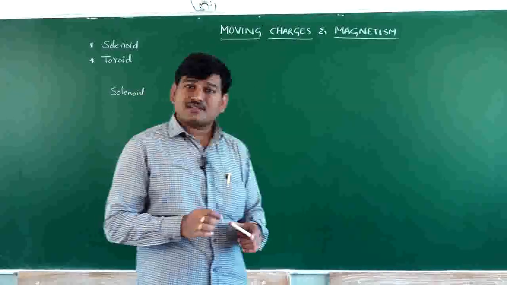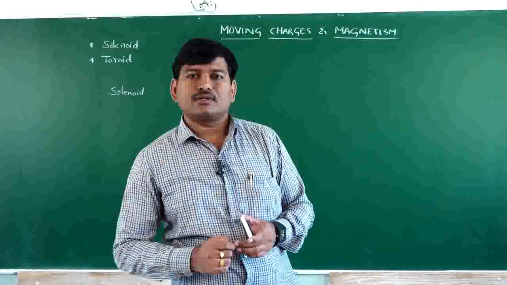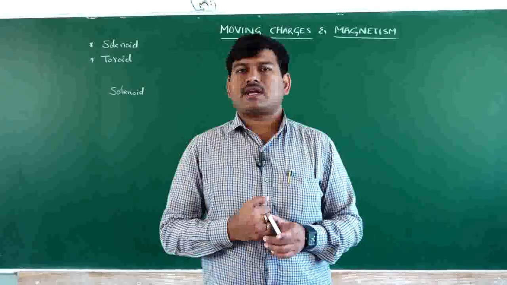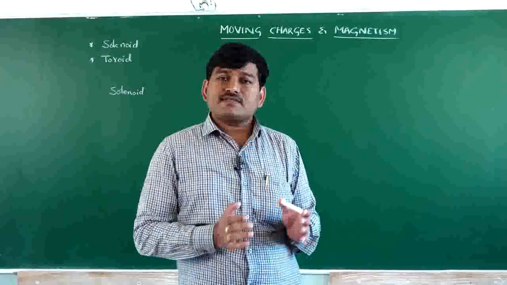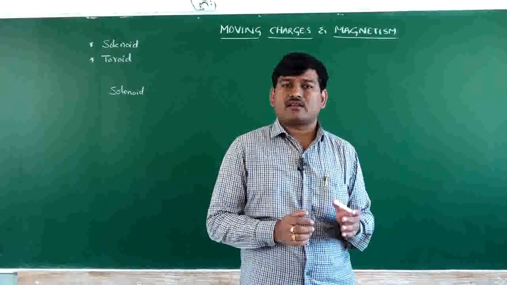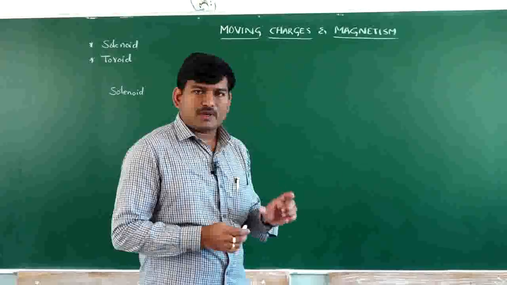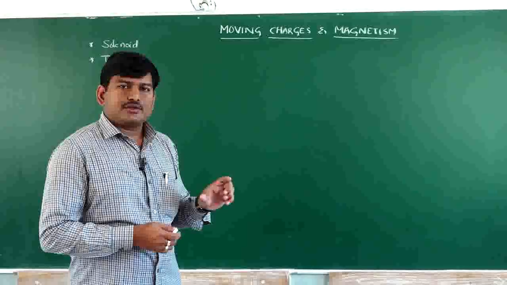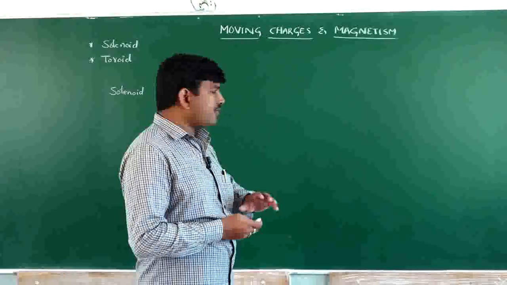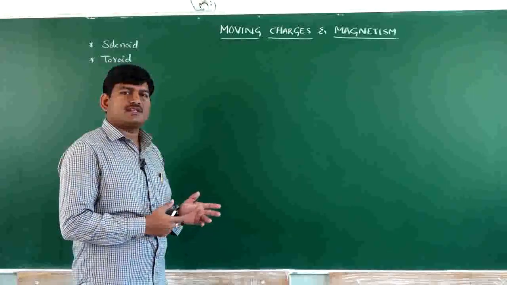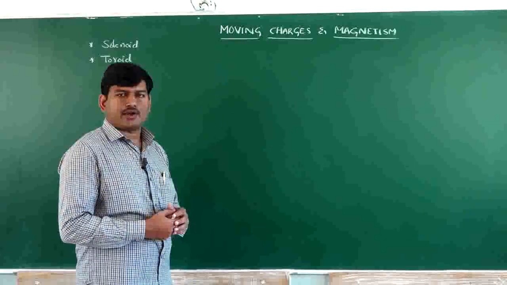Just like the capacitor is a device which is used to produce uniform electric field. In the previous chapter, that is in electrostatics, we have studied that an example of a device which is used to produce uniform electric field is the capacitor. In between the plates of a capacitor, the field is uniform. In a similar way, what is a device that is used to produce uniform magnetic field? The best example for it is the solenoid.